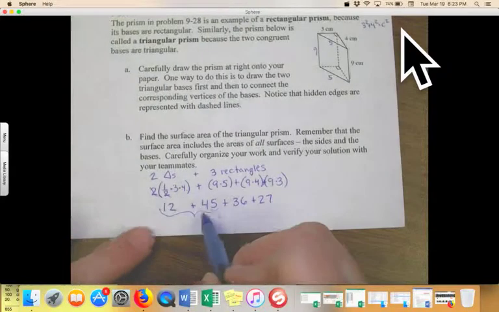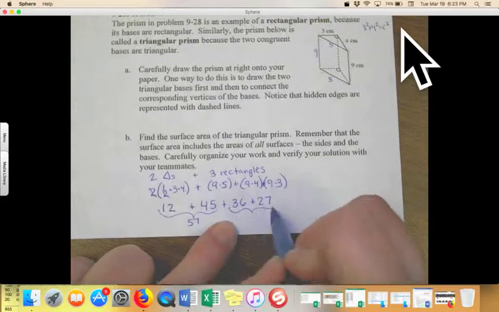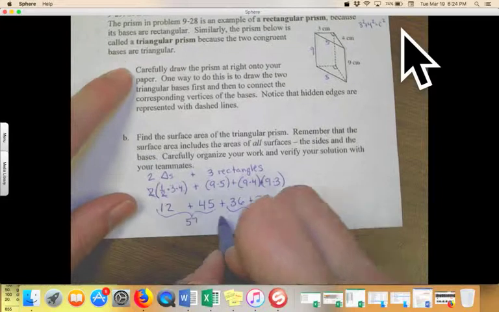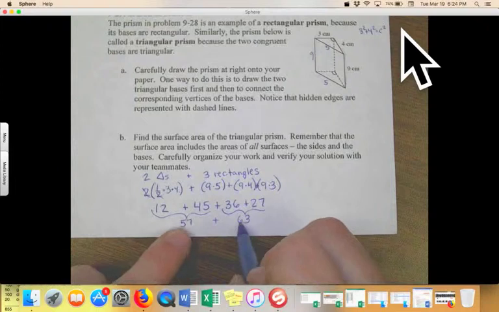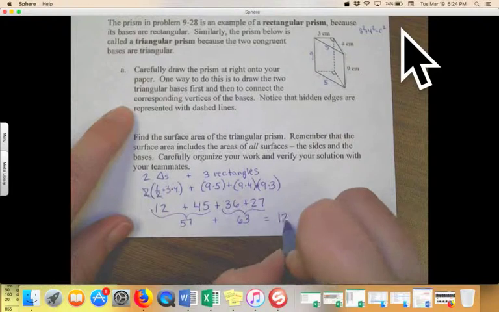12 and 45, 40, 50, 57. Okay, and then 36 and 27, 30, 40, 50, 63. So then we just have 57 plus 63 to contend with. 50 and 60 is 110, and then 7 and 3 is another 10. So here we have a total of 120.